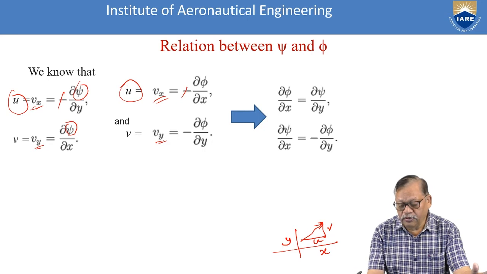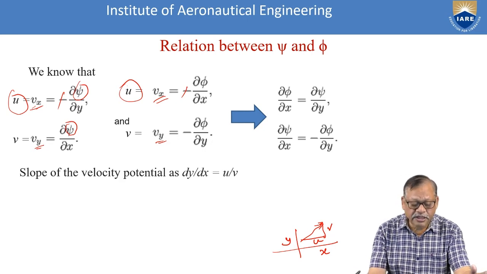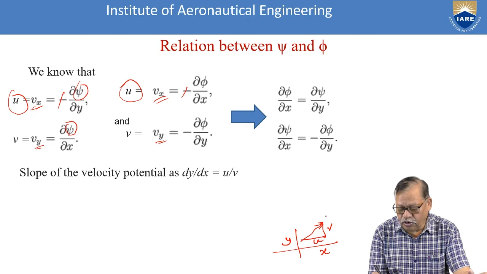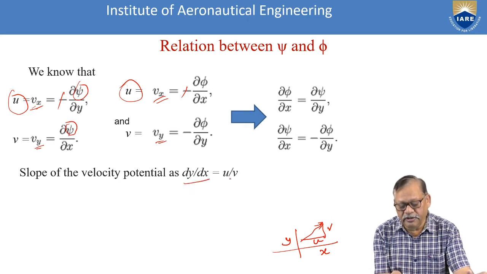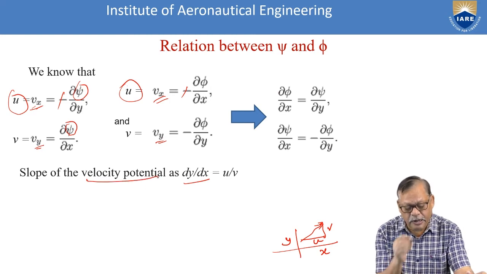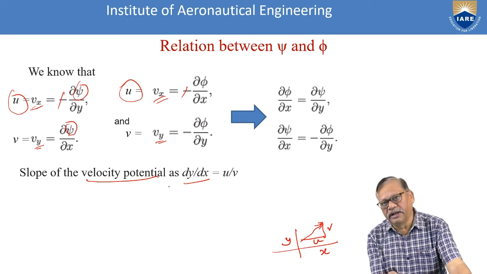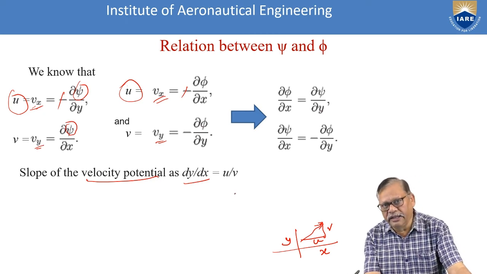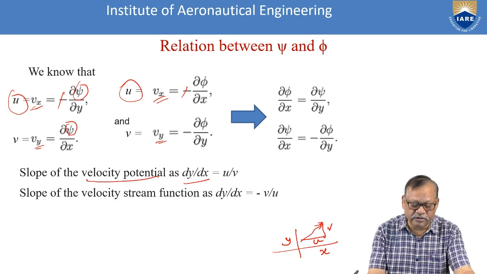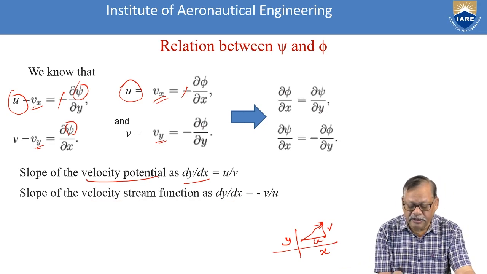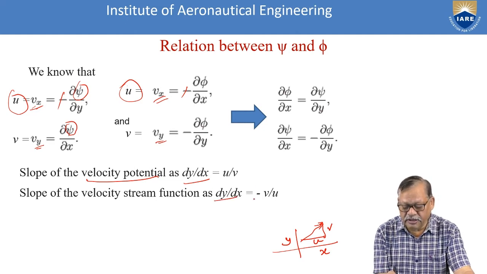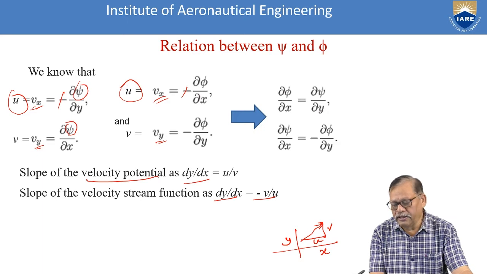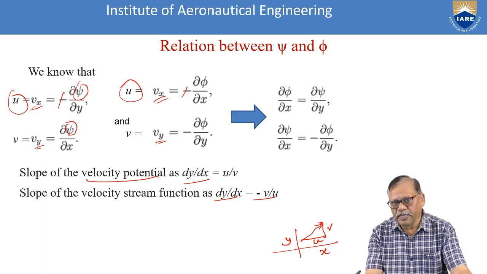So we got two things. If we take the slope dy by dx in terms of the velocity potential, we get u by v. In case we consider the slope for the stream function, dy dx gives the slope, and this will give us the minus of dou v by dou y. So we get it in these two ways. So what is the relation?